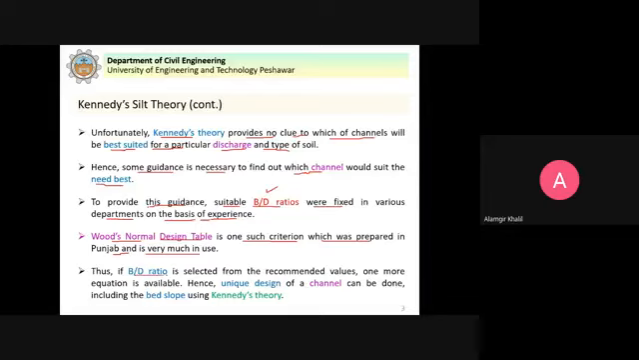Thus, if B by D ratio is selected from the recommended values, one more equation is available. Hence, unique design of a channel can be done, including the bed slope using Kennedy's theory. So if B by D ratio is selected, then one more equation is available and we can have a unique design of the channel, including the bed slope using Kennedy's theory.